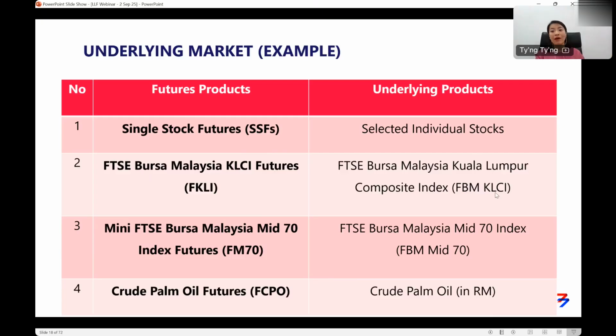And for FBM KLCI, we have the futures product as well, which is the FKLI. For example, let's say today the FBM KLCI closes at 1470. This is your composite index. At the same time, we have our futures product as well. For those familiar with crude palm oil, the underlying product is crude palm oil, your CPO, and the futures is your FCPO. Now, our focus for today will be mainly on your single stock futures.